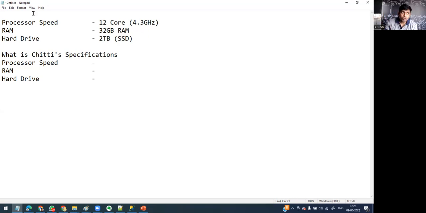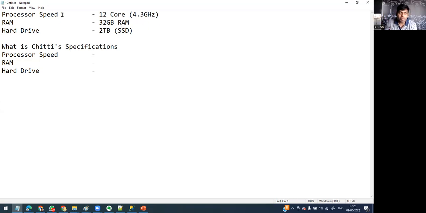Sir, so you got this point. Let me ask you all a simple question. What are Chitti's specifications? Chitti. Robo. Yeah, Rajinikanth, Robo, sir. Can you please Google and tell me what are Chitti's specifications? Chitti is also a robot, a humanoid robot, and it definitely has a processor inside it, no doubt about it. It has RAM inside it, no doubt about it. It has a hard drive inside it, no doubt about it. So go Google, sir, and tell me what are Chitti's specifications quickly.